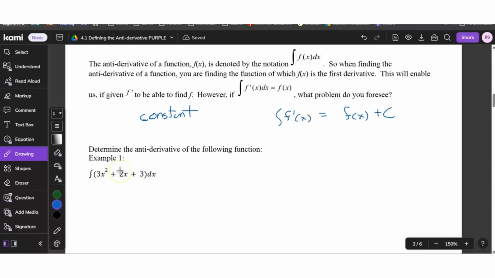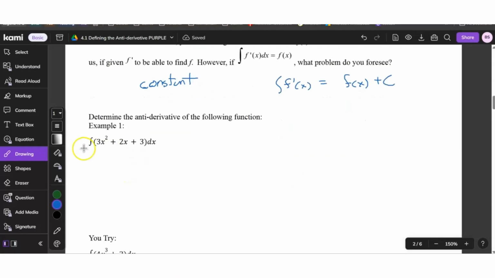Okay. So let's try this then. Let's try doing the antiderivative of these functions. So remember, our steps were to add 1 to the exponent, divide by the new exponent. So this is 3x add 1. We don't need to put that thing.